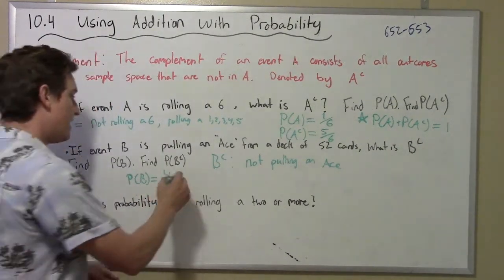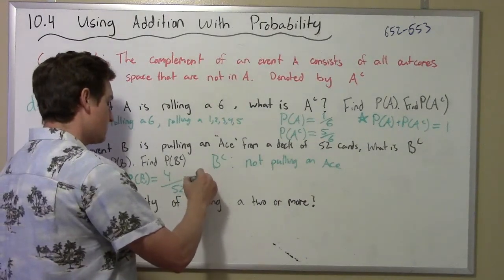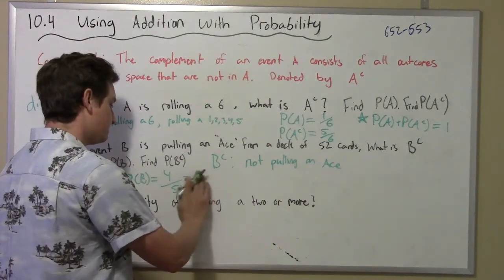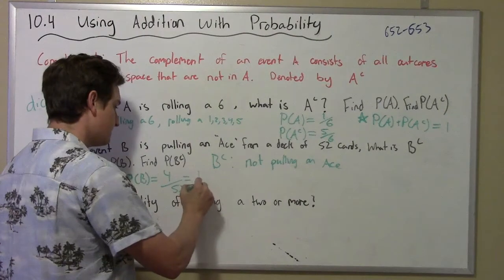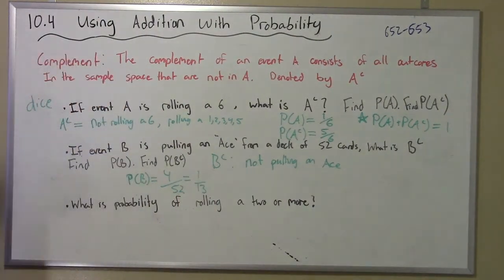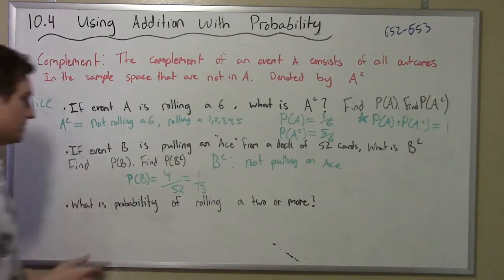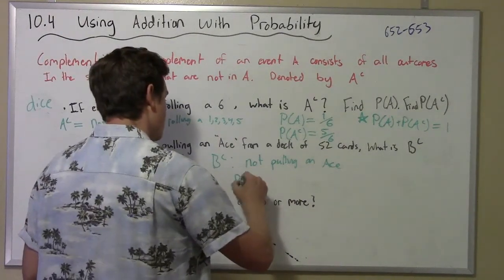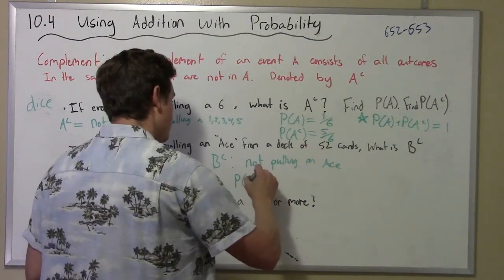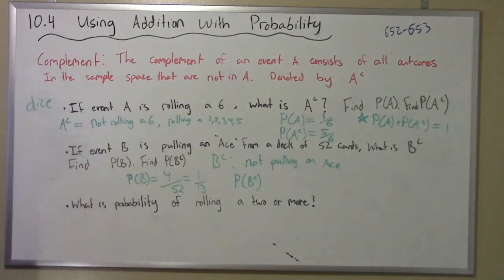If we want to simplify, this is going to be 1 out of 13. Okay? Now let's find the probability of not that happening. So the probability of B complement, the probability of not pulling an ace.